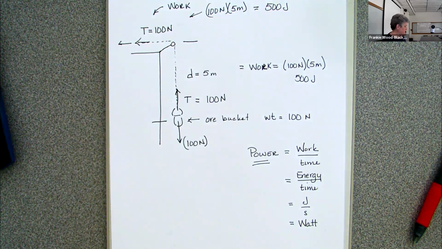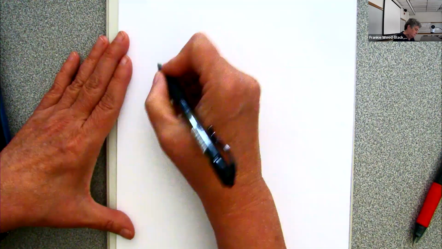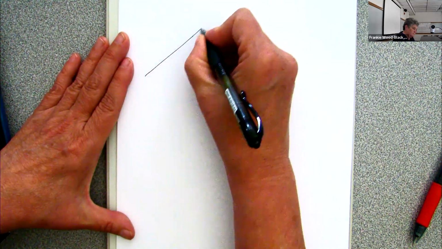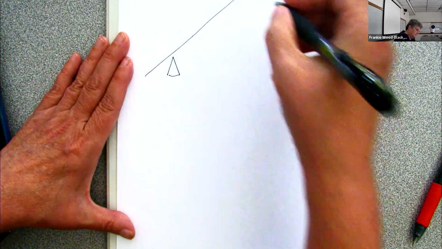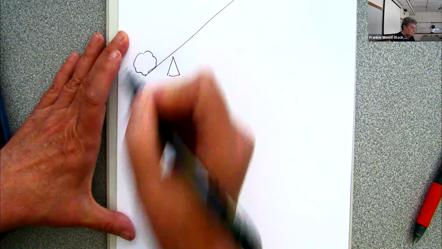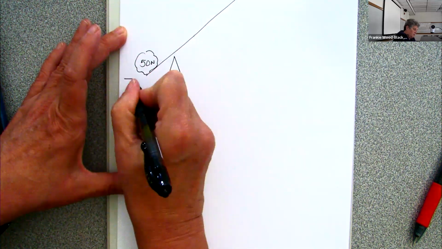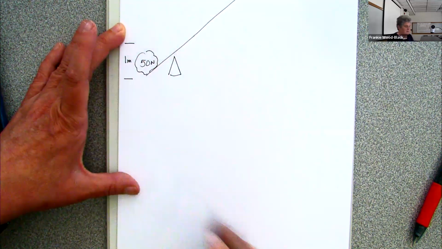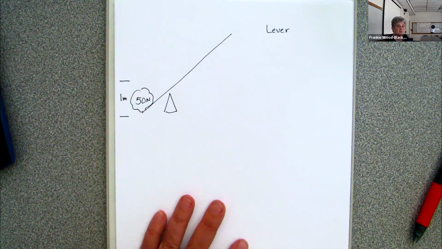But we can do a couple of other things with this idea. This also gives us the idea of a couple of tools. So tool number 1. I have a lever. And I have a big rock here. And my rock is going to weigh 50 newtons. And I want to lift the rock 1 meter. Okay? I want to lift the rock 1 meter.